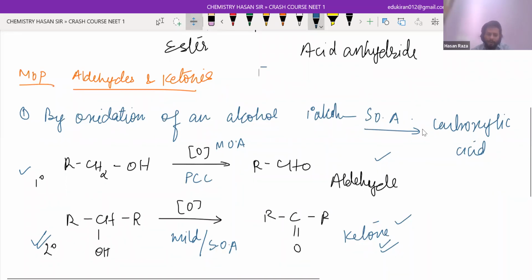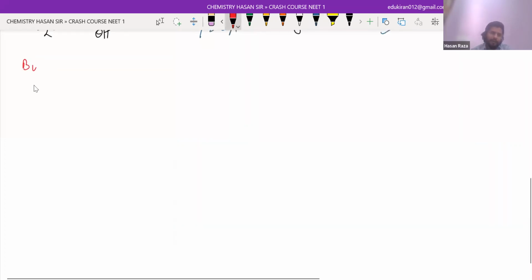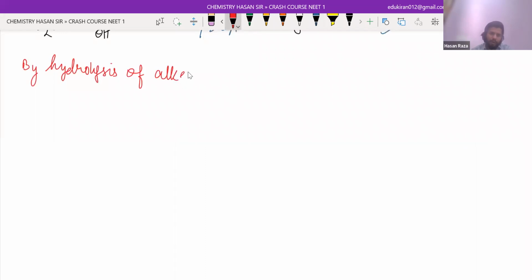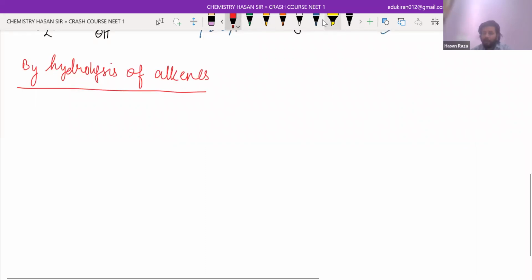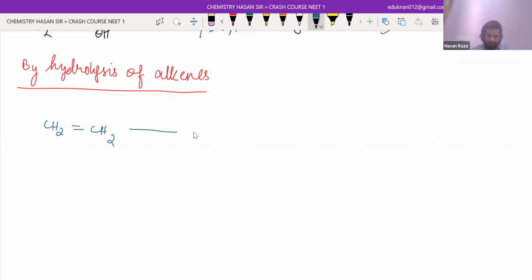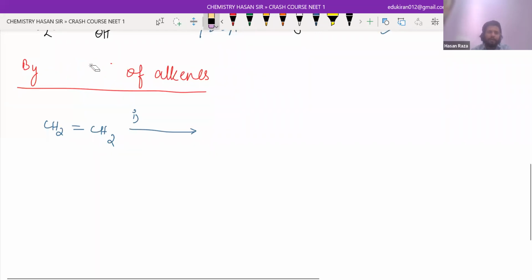Okay. The next is basically the cleavage of alkenes. If you do this to alkenes, they will be converted either into aldehyde or ketone depending upon the alkene. If you have CH2 double bond CH2 and you do, not hydrolysis, this is ozonolysis.